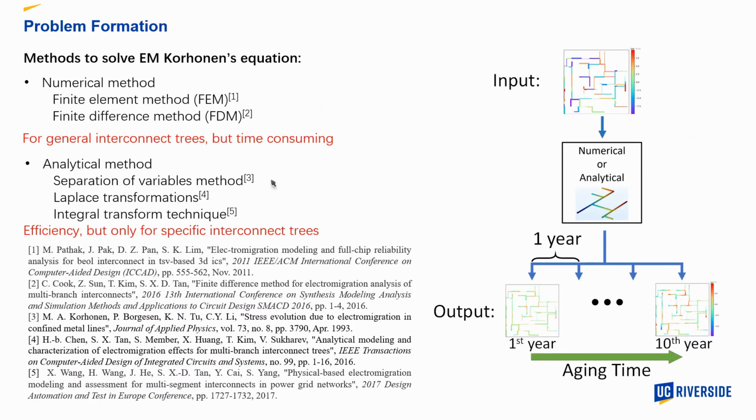Many methods have been developed to solve this equation, and they can be divided into two categories. The first one is numerical methods, which include FEM and FDM. These methods can be used for general interconnect trees, but they are quite time-consuming. The second ones are the analytical methods. These are more efficient ways, but they can only be applied to specific interconnect trees.